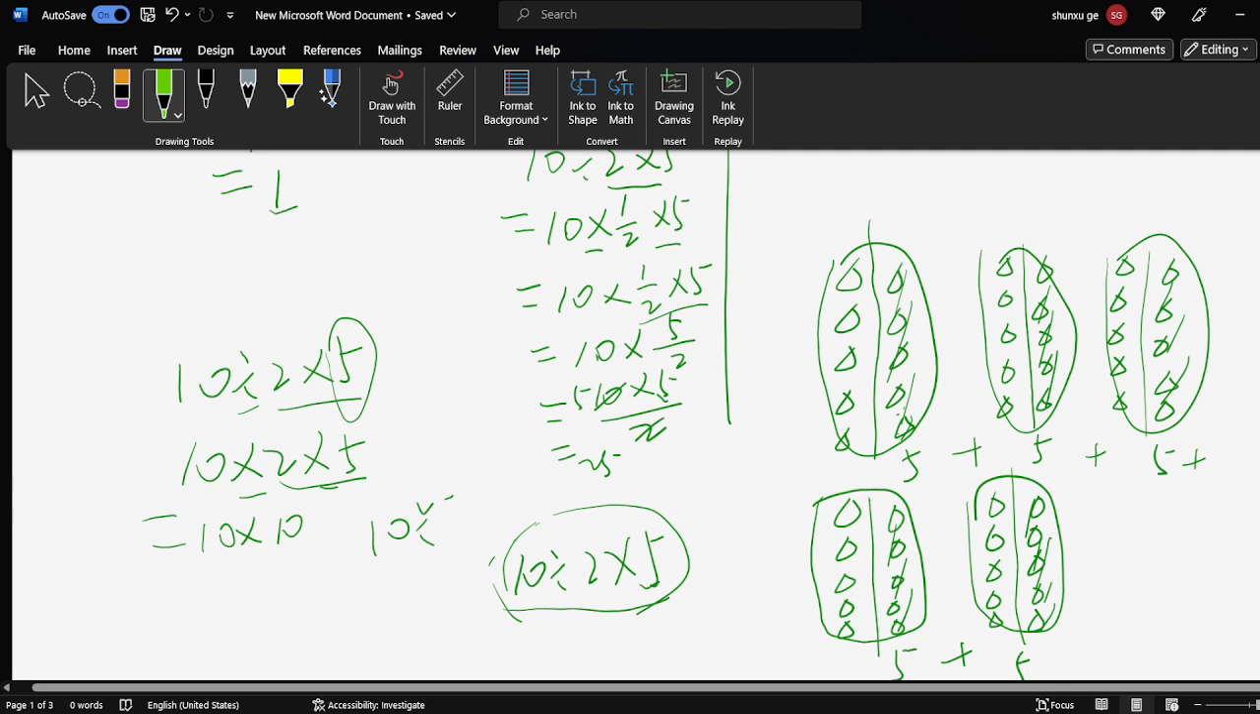I'll just tell you, calculus is a college course, but primary school students can also understand it. It's very easy, very logical, super easy.